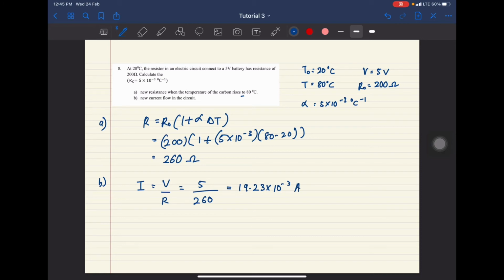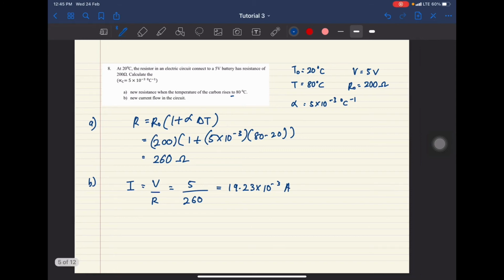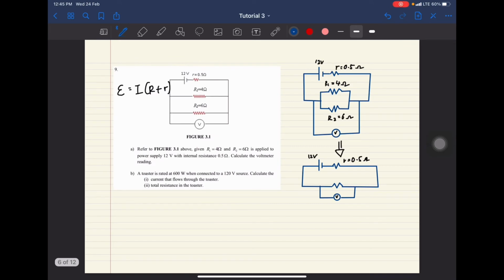Okay, and then question number 9. They actually give you an internal resistor. You can see clearly in the question. The moment you see an internal resistor, for me personally, I would write this formula next to it so that I know I need to use this formula at some point, so that I don't forget about the internal resistor. Okay, so this is the diagram given. It's obvious, this one is the internal resistor, this one is the external resistor.